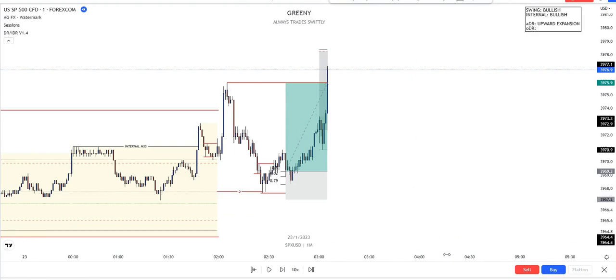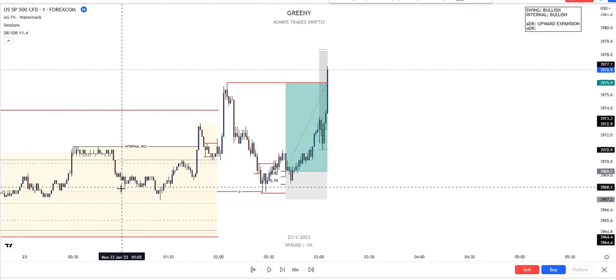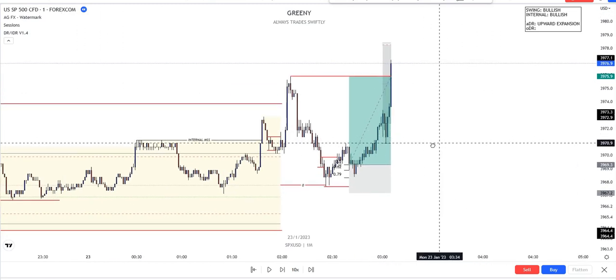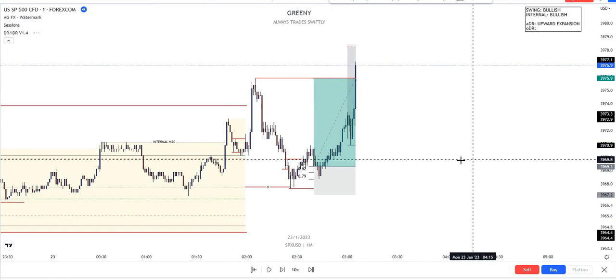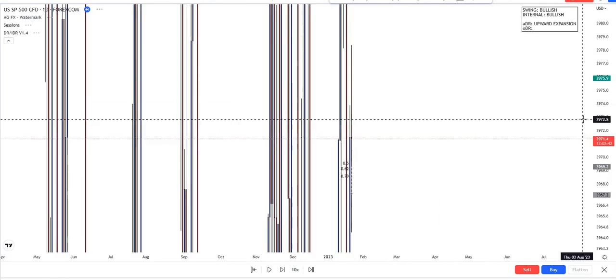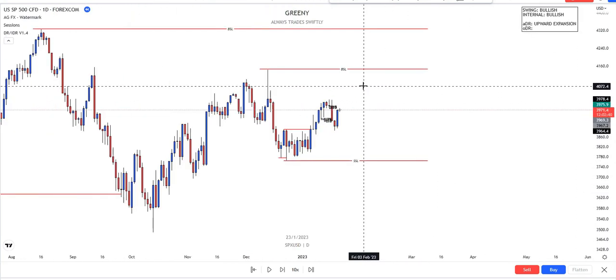I'm just going to show the trade that I took this morning on US 500, which was a long off the ADR model, which was in upwards expansion and following structure, which was bullish. So we'll start from the higher time frame, work our way down.